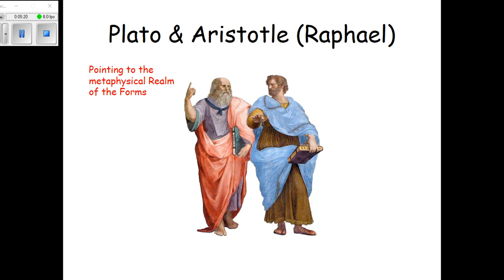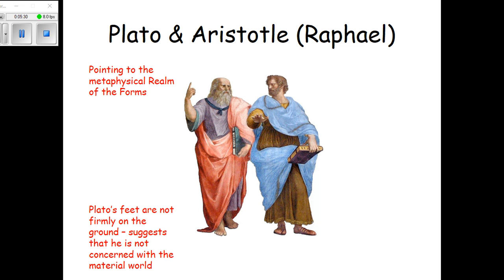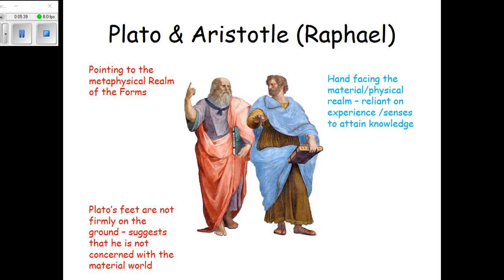Okay, so Plato's hand is pointing. He's saying this world isn't real. It's the world of the forms, the metaphysical realm. Plato's feet aren't firmly on the ground, suggesting he's not really concerned with this world. This world isn't really that real. He's almost floating up to something else. Aristotle's hand is facing the material physical realm. So he says, no, this world is the only world that's real. And his feet are firmly on the ground. He's in touch with the material world of experience, not the immaterial world of reason. So complete opposites.